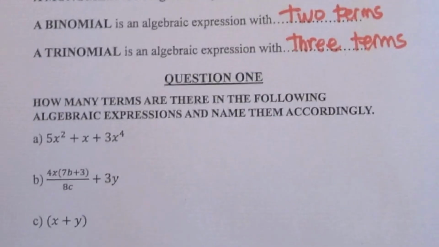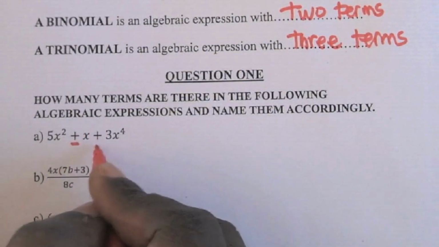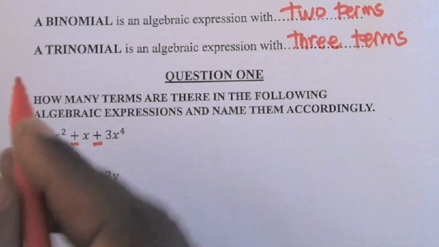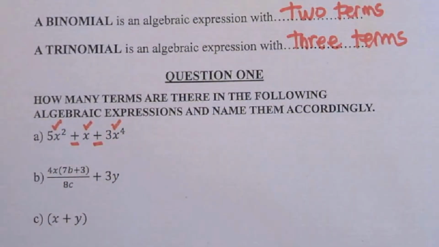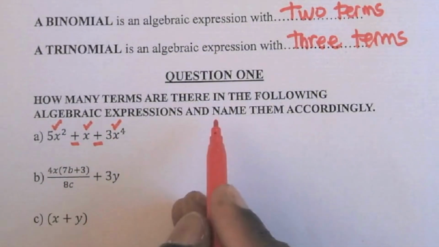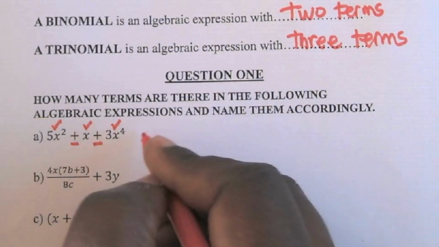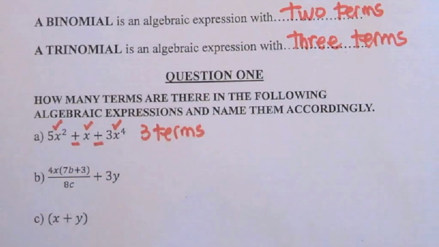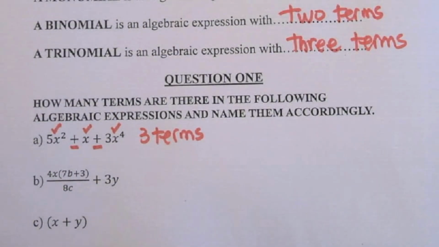If we look at part A here, we are going to see that we've got a plus sign here, a plus sign over here. So how many terms do we have? We've got 1, 2, 3. So the question says how many terms are there in the following algebraic expressions? So in A, we have got 3 terms. And if we've got 3 terms, what name do we give to this algebraic expression? We call it a trinomial.